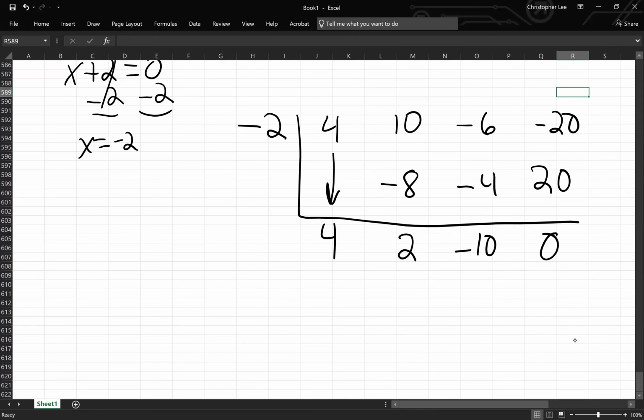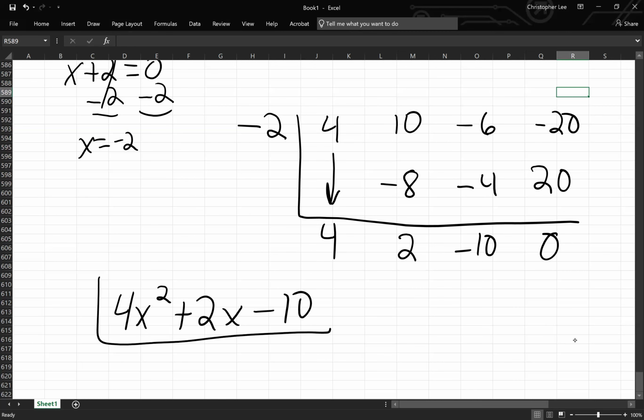So what's my quotient? It's gonna be 4x squared plus 2x minus 10. Perfect. And that's it. The original was x cubed, but when I divided out one of the x's, it becomes x squared.